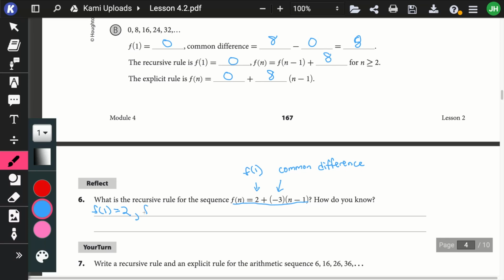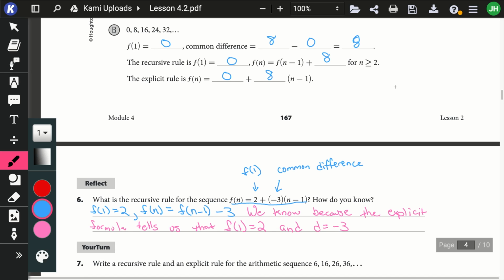And f of n equals f of n minus 1, you could say plus a negative 3 or just minus 3. How do we know? We know because the general rule tells us from the explicit formula that f of 1 is 2 and d is negative 3, right? Let's make it magically appear. Isn't that great? Look at it magically appearing.